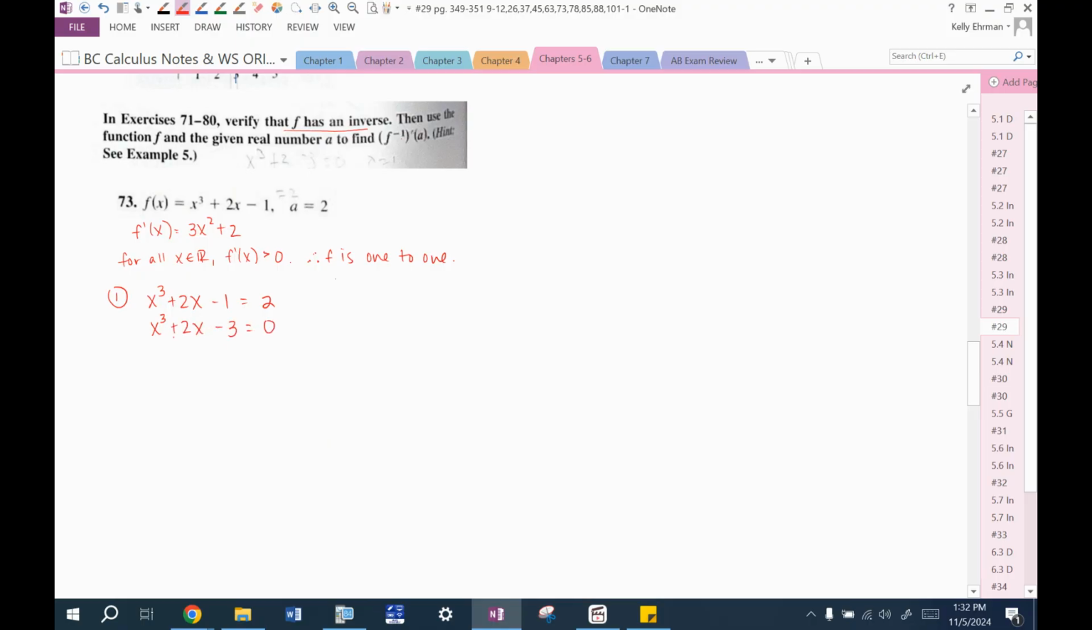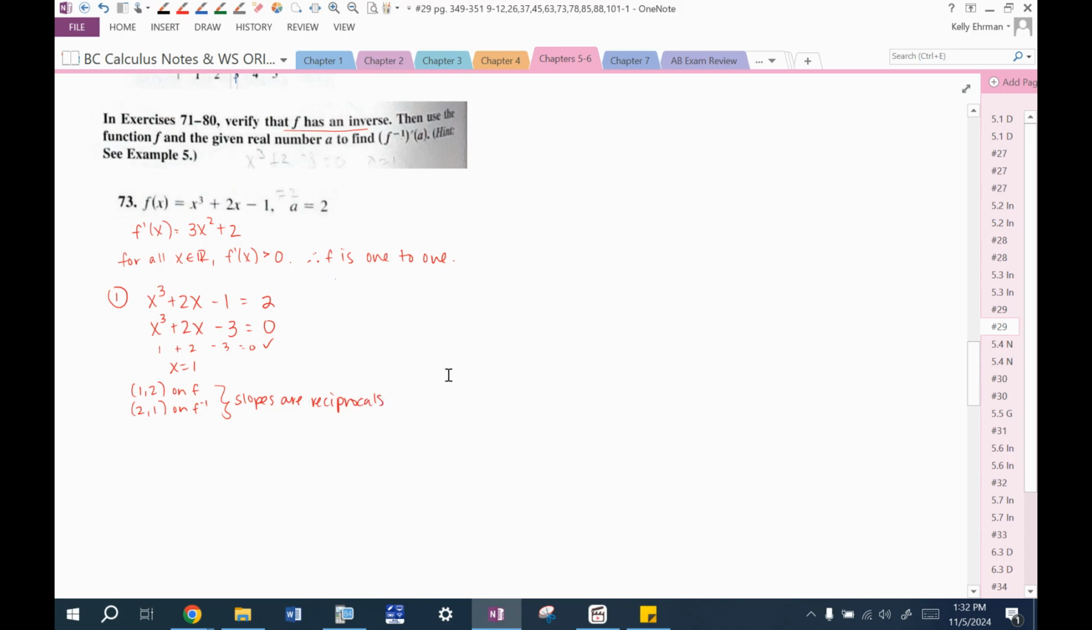Now I can't factor, but I can kind of guess and check. I'm limited to the factors of 3 if you're not sure about guessing and checking. If you plug in 1, 1 plus 2 minus 3 does equal 0. So x equals 1 is the solution to this equation. So what does this mean? It means that the point (1, 2) is on f, and that means that the point (2, 1) is on f inverse, and it means that their slopes are reciprocals of each other.